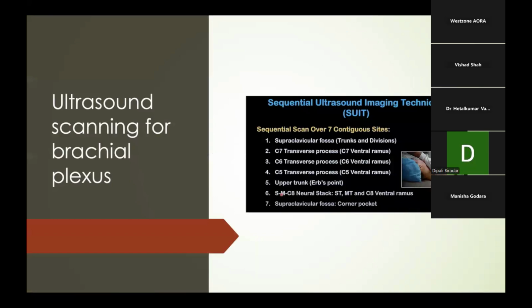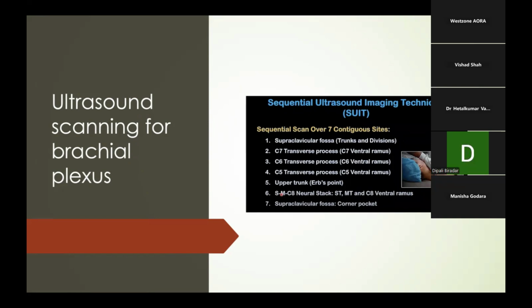Now, how to scan? This is the ultrasound scanning for the brachial plexus. This is also called a sequential ultrasound imaging technique. We can do a sequential scan over the 7 contiguous sites. First, we'll keep the probe at the supraclavicular fossa and we'll visualize the trunk and the divisions.